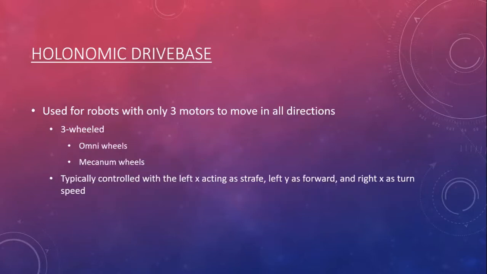Next is the holonomic drive base. This is typically used for robots with only 3 motors that can move in all directions. And they usually have something like Omni or mechanism wheels. And so these take in 3 different inputs. They take in one for strafe speed, one for forward speed, and one for turn speed. So for instance, you'd want to put in the left X for strafe speed, the left Y for forward speed, and the right X for turn speed.